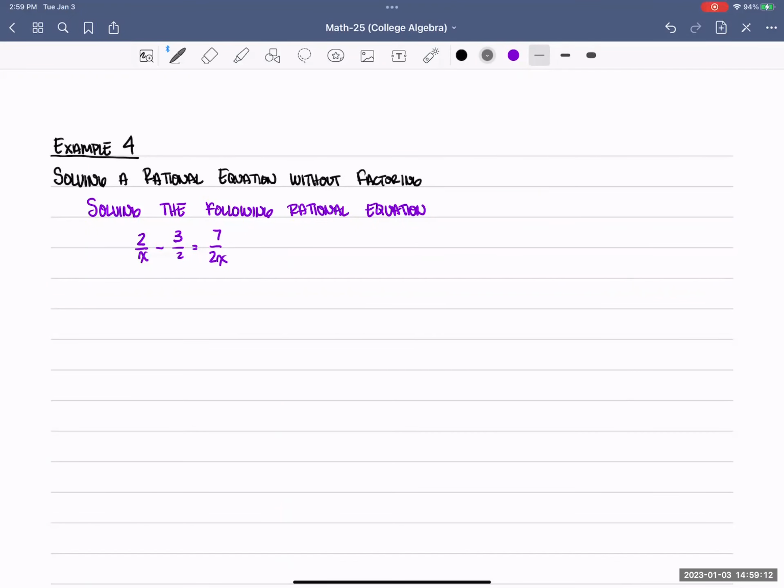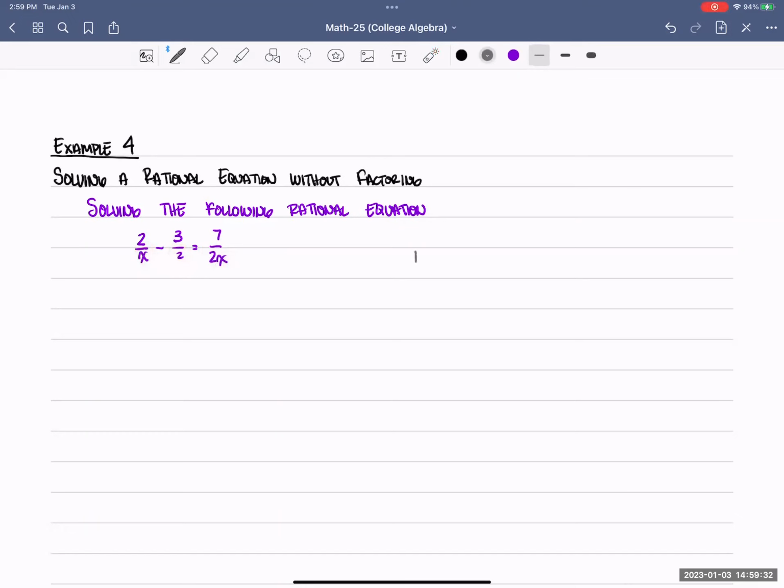Section 2.2, example 4, solving a rational equation without factoring. So we're going to solve this equation in a very similar manner to what we did earlier. So here we have the denominators x, 2, and 2x.